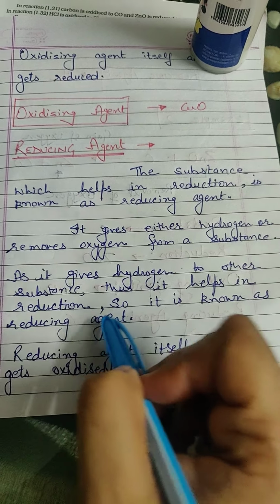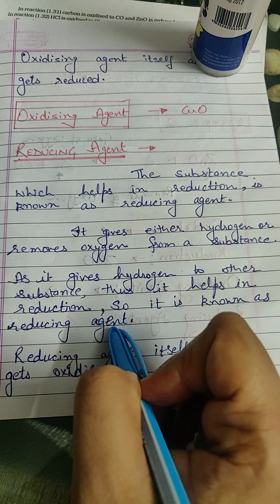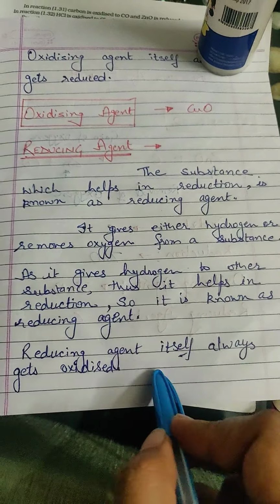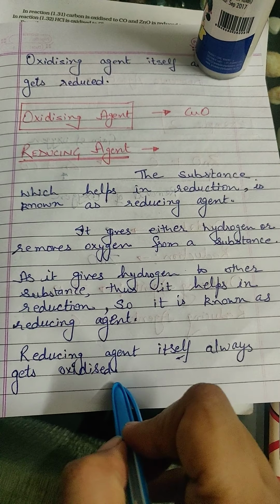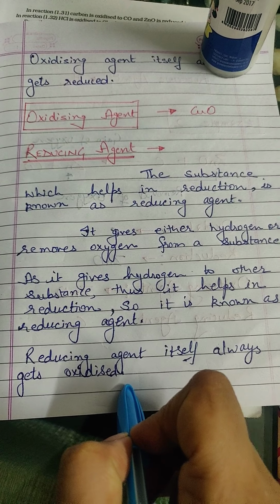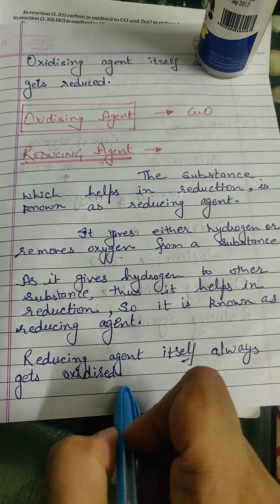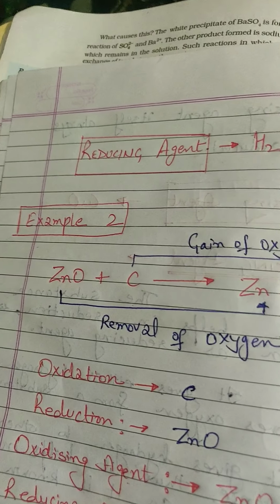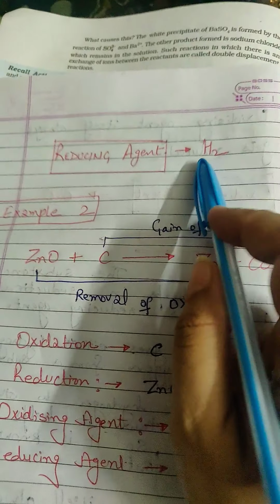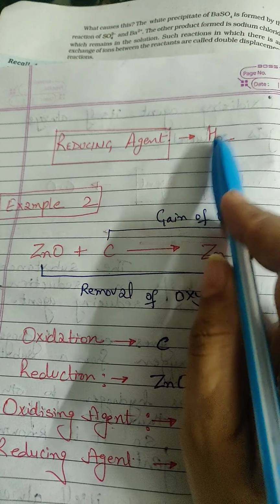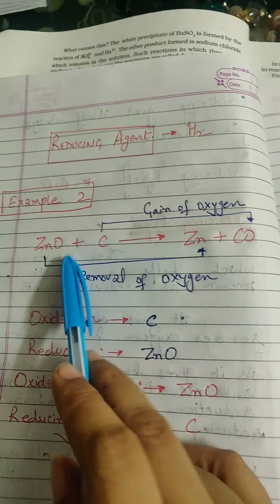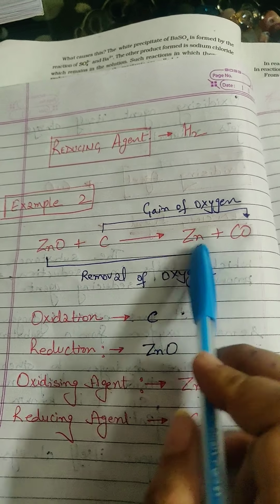It's very simple. A reducing agent is that substance which helps in reduction by giving hydrogen. A reducing agent itself always gets oxidized. An oxidizing agent itself gets reduced and a reducing agent itself gets oxidized, always. So the reducing agent in the previous example was hydrogen, as hydrogen itself was getting oxidized. It will become more clear when we consider one more example.